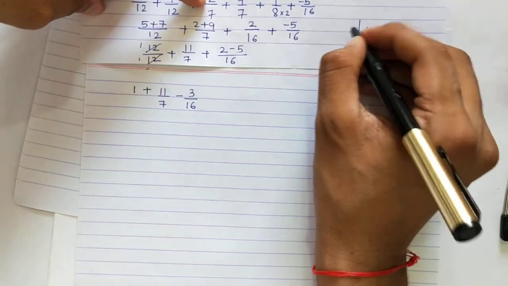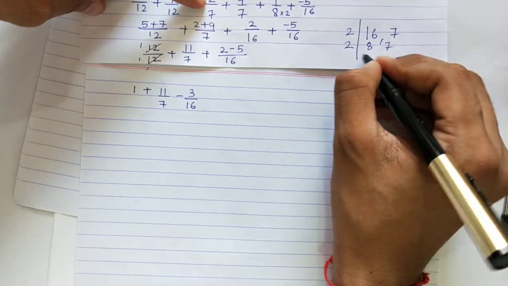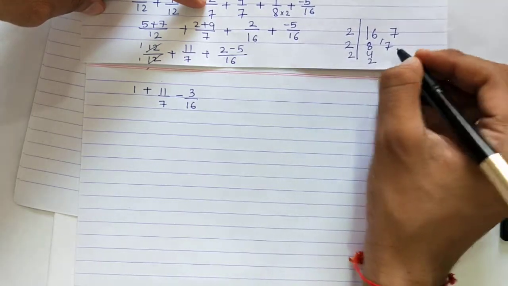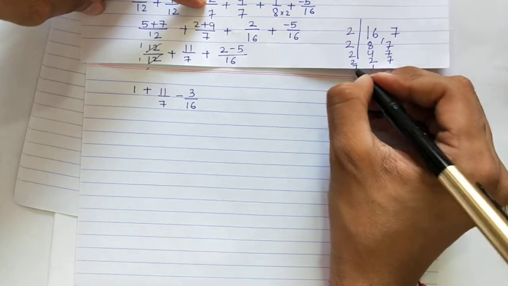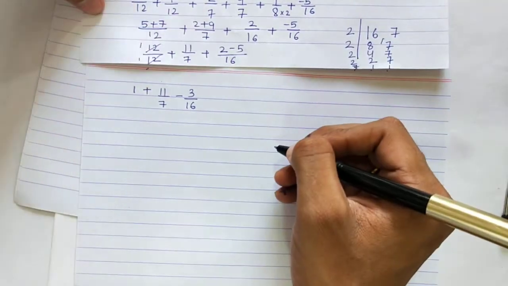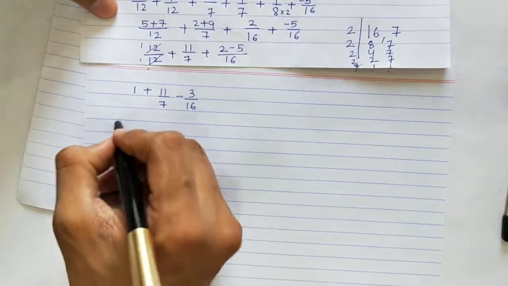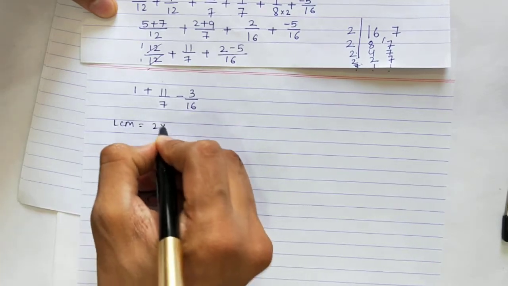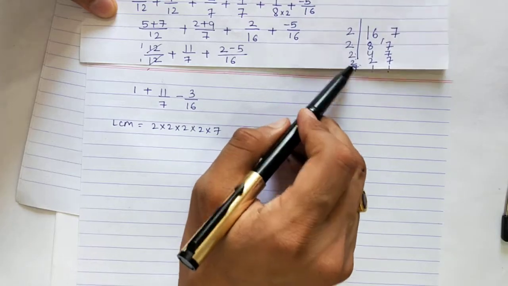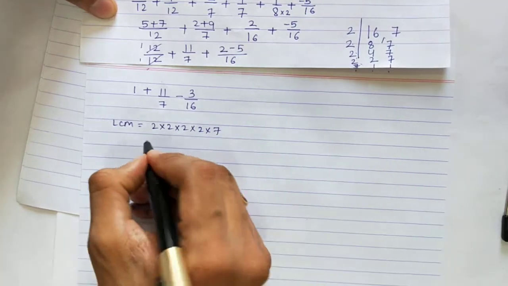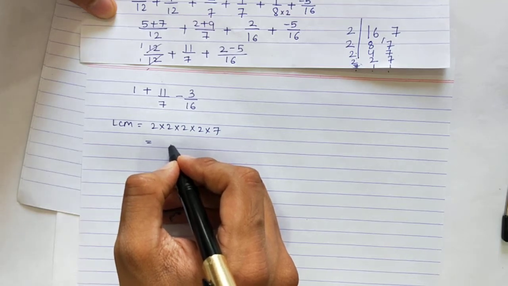We'll divide with 2. So 2 8s are 16, 7 will come as it is, 2 4s are 8, 2 2s are 4, 2 1s are 2, and then 7 will come, 7 1s are 7. So 2 into 2 into 2 into 2 into 7. LCM is, there is 4 times 2 and one 7. So it is 16 into 7.